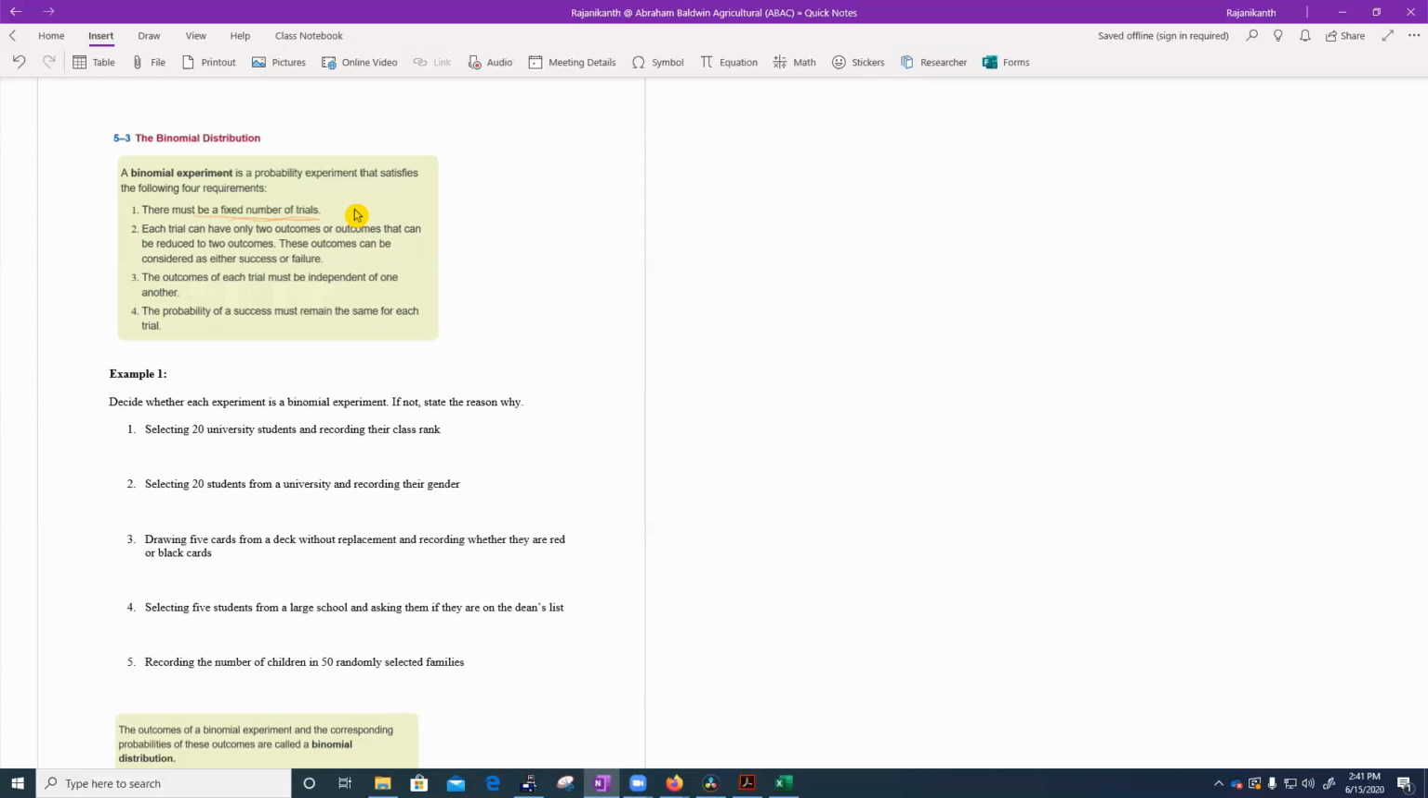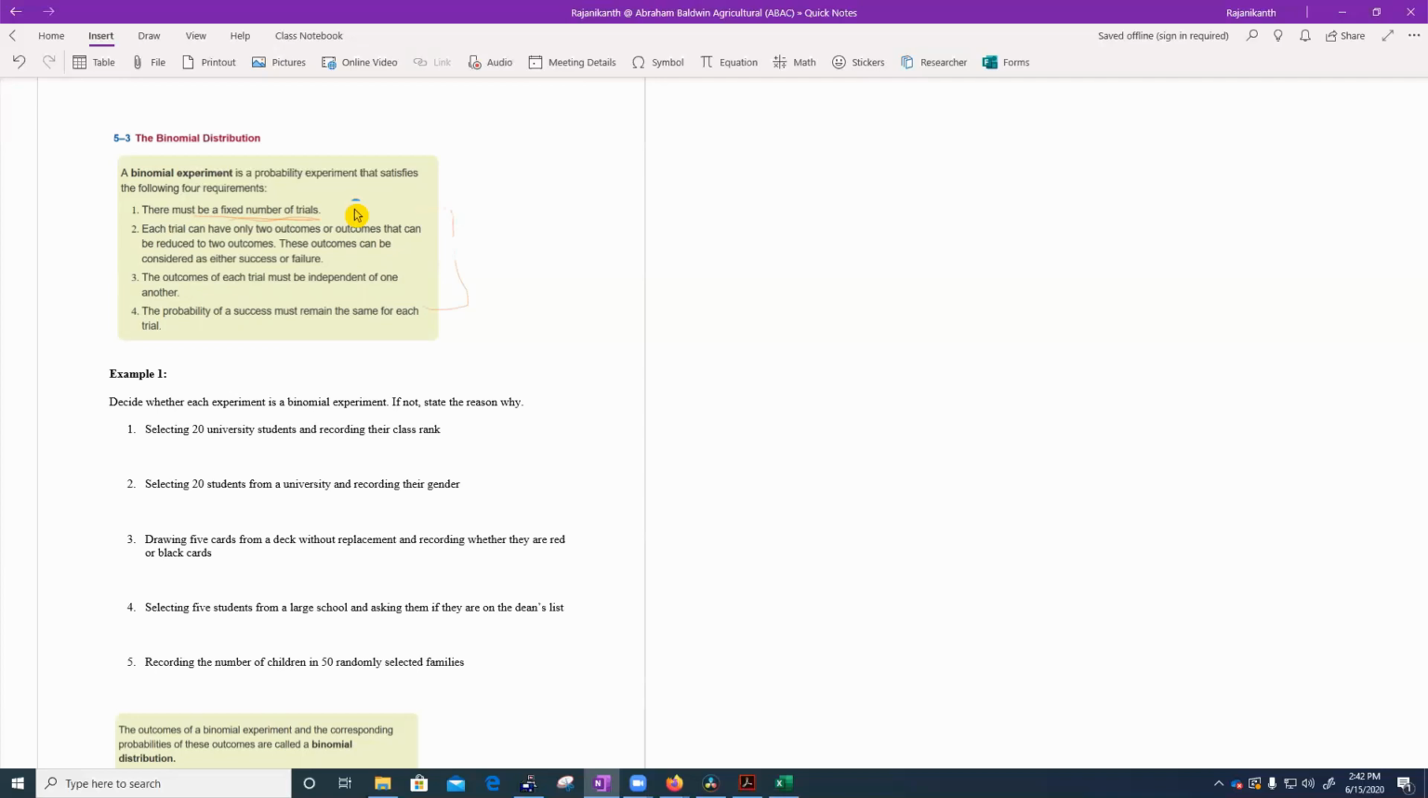The third property is that the outcomes of each trial must be independent of one another. We know what independent means: the outcome of each trial should not depend on another trial. The fourth is that the probability of success must remain the same for each trial. When you perform a number of trials, the probability of success should be fixed. If all four conditions are satisfied, then we call the experiment a binomial experiment.